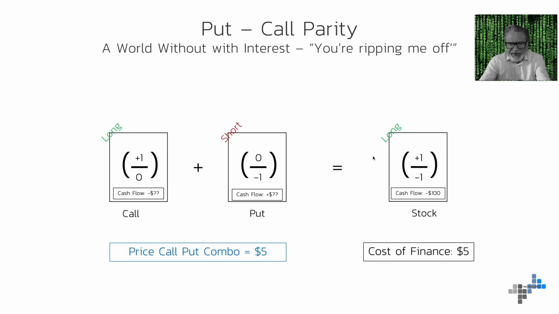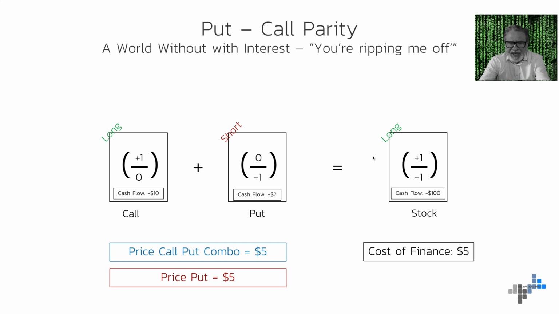So we can come to the same equation again. Now we've established the cost of finance for the stock on the right is $5. So the price call put combo has to be $5 as well. So what do we see here? We don't have a price for the call or the put, but what you will see in the market, you only need one price. You see the call has a price of $10 on there, and you don't see a price of the put, but you know the put has to be worth how much? Cost of finance has to be $5 for the same equivalent products we have here on the screen.